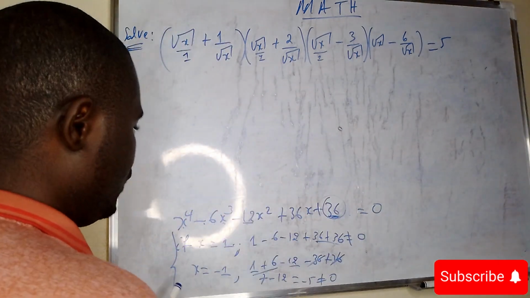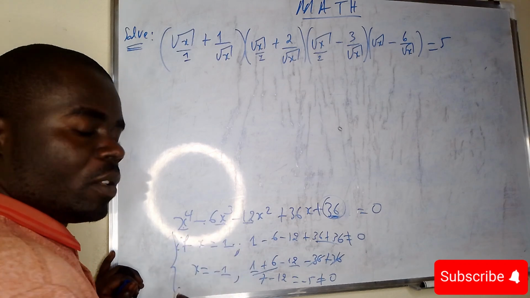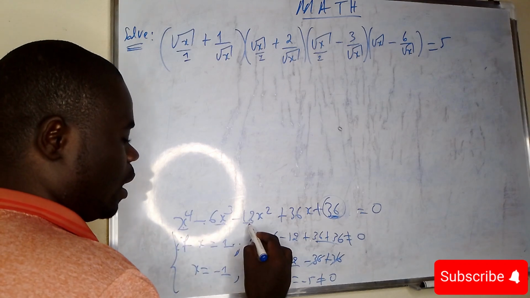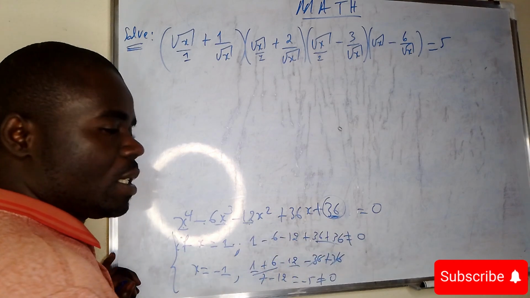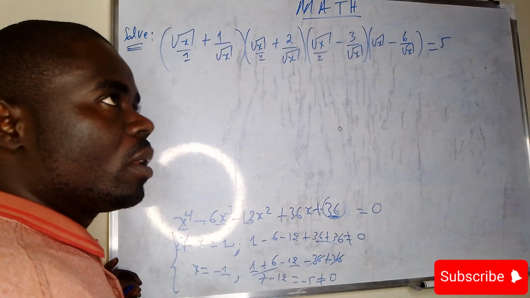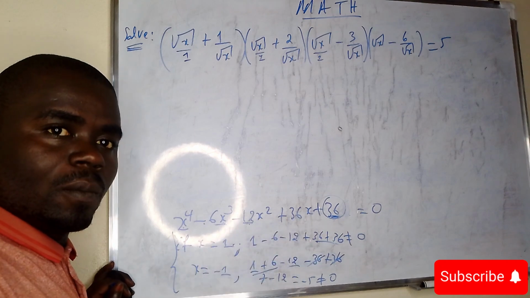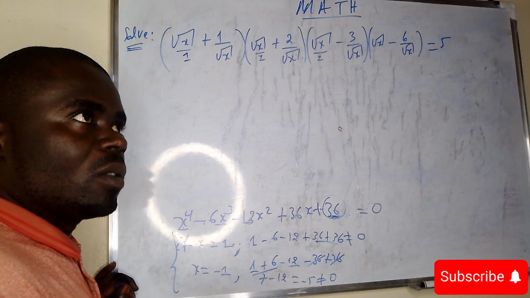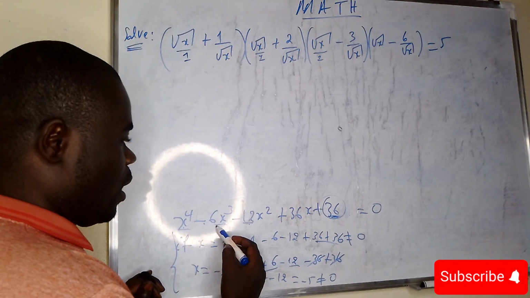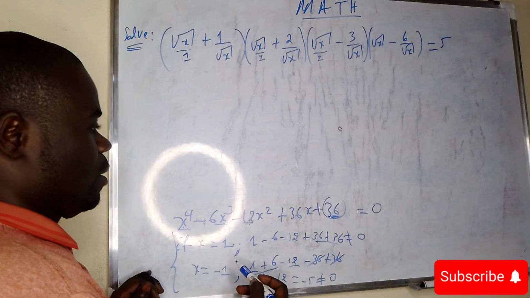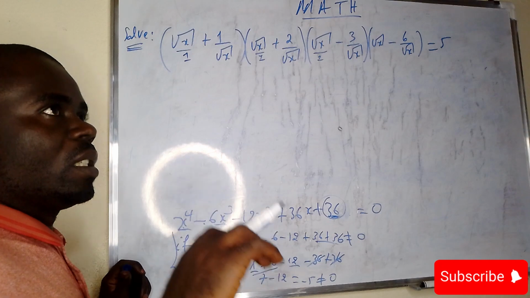You have this expression which is x to the power 4, negative 6x cubed, negative 12x squared, positive 36x, positive 36. You're going to check whether there are two factors which are multiplied to get this one. Since it is x to the power 4 with 5 terms, it means that it is expanded as a product of two quadratics.